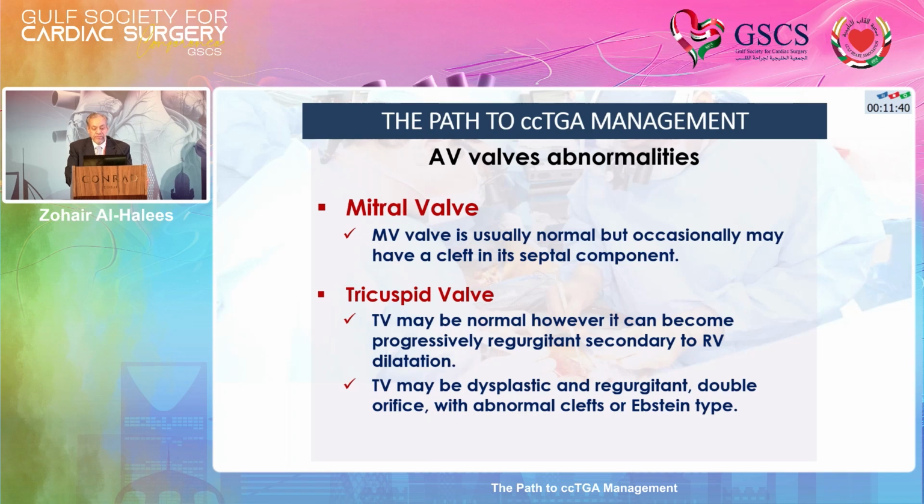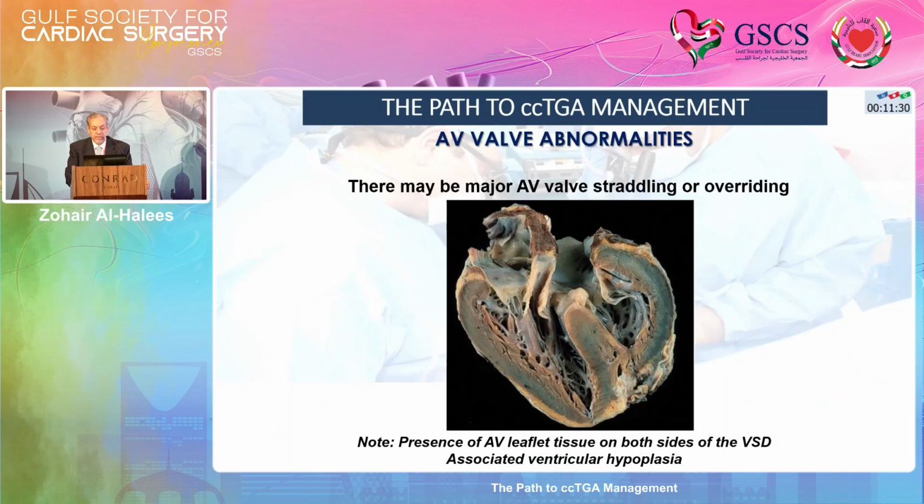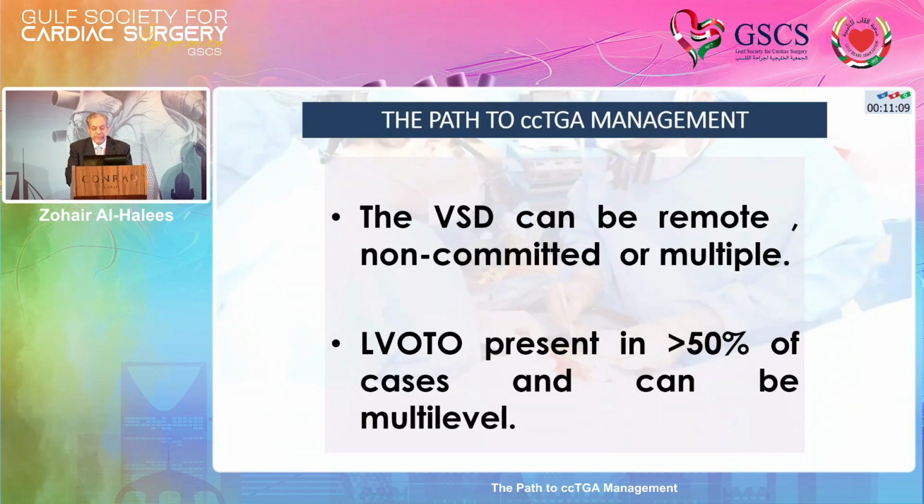The tricuspid valve can be dysplastic and sometimes can have an Epstein-type anomaly, which can also lead to tricuspid valve regurgitation. In association with a ventricular septal defect, there may be major atrioventricular valve straddling or overriding, and the presence of atrioventricular valve leaflet tissue on both sides of the ventricular septal defect may have implications on how to close the VSD. The VSD can be remote, non-committed, or multiple.